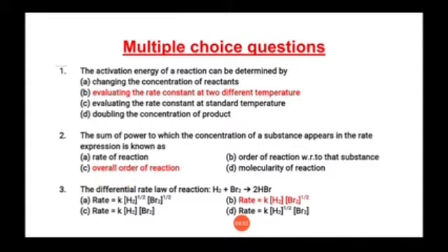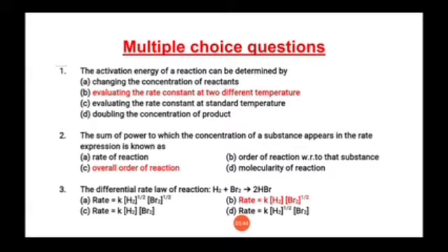Question number 3: the differential rate law of the reaction H2 plus Br2 gives 2HBr. So students, 4 options are given to us. First, A, rate is equal to K [H2] raised to 1/2 into [Br2] raised to 1/2. B, rate is equal to K [H2] raised to 1 [Br2] raised to 1/2. C, rate is equal to K concentration of H2 into concentration of Br2. And option D, rate is equal to K concentration of H2 raised to 1/2 into concentration of Br2.